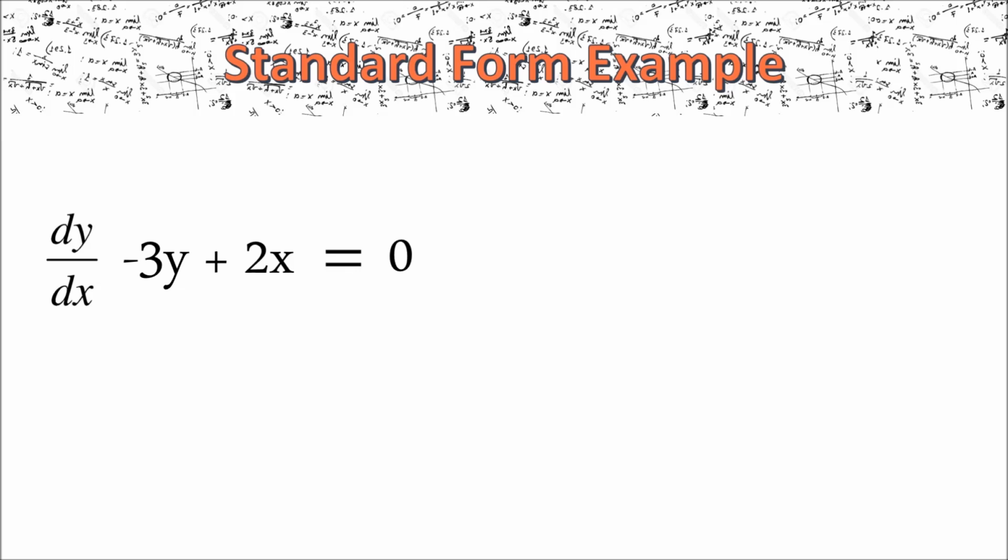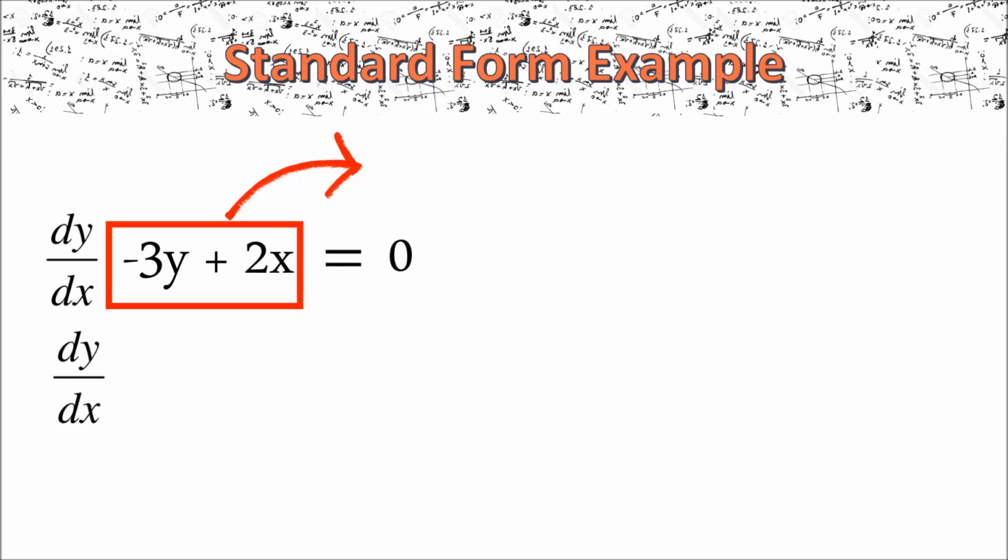So how do you make it standard form? As long as dy over dx is standing alone at one side, it will be the standard form. So for this equation, just simply move the negative 3y plus 2x to the other side, which becomes dy over dx is equal to 3y minus 2x. This is the standard form.